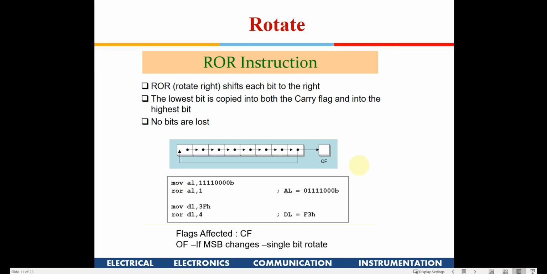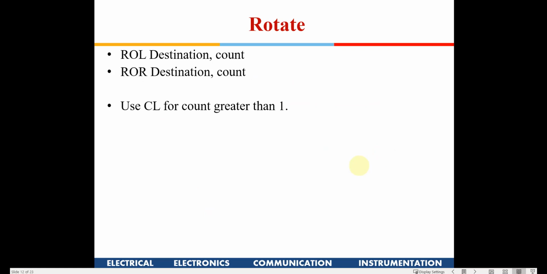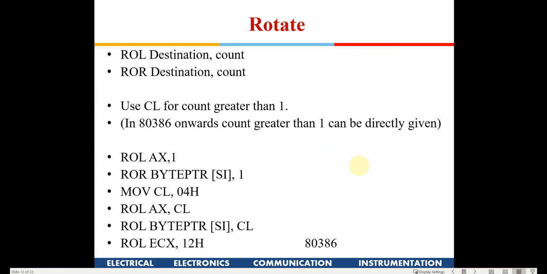And this is an example of rotate. We can use the CL register to put the count. For 8086, you can write only rotate 1. If you want to rotate more than 1 time, then you have to put the number of times you want into the CL register, and then you can write rotate AX, CL.